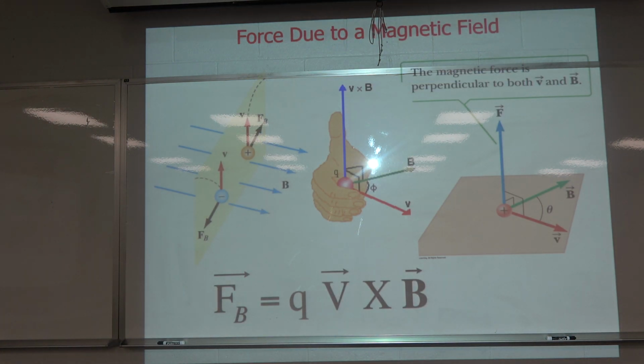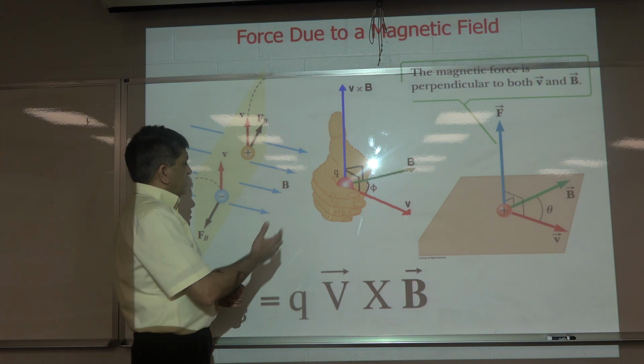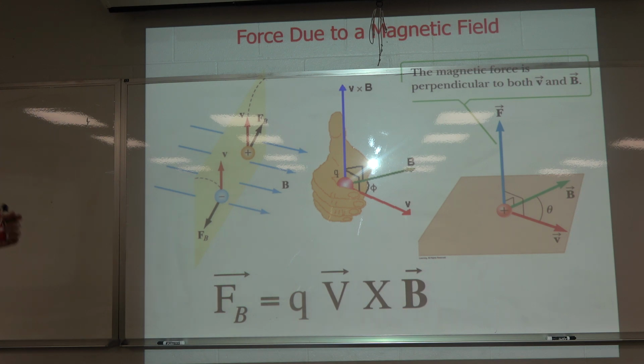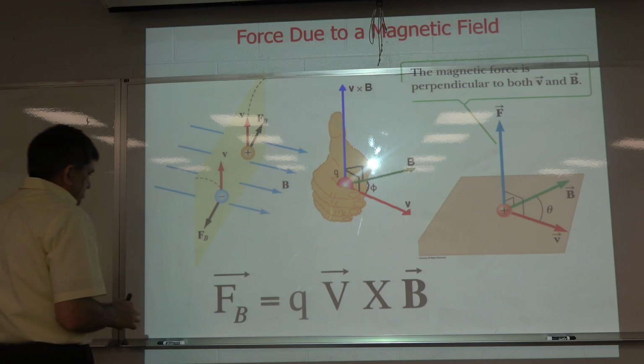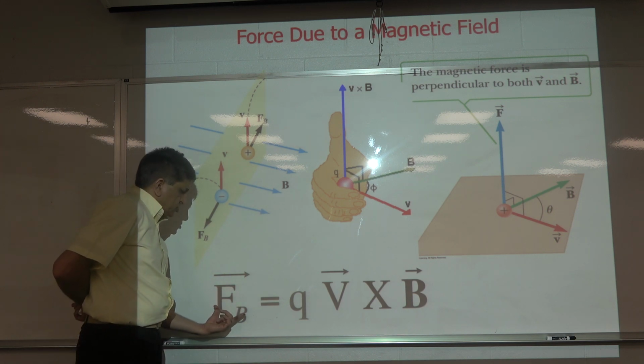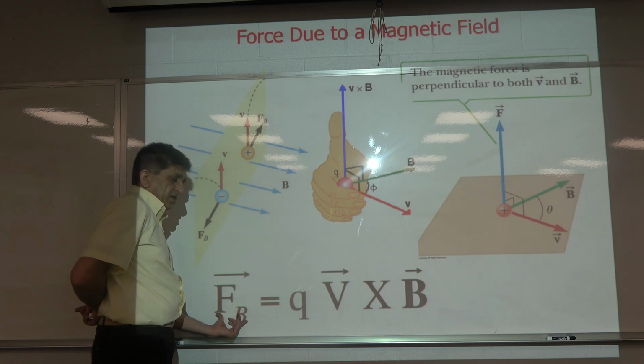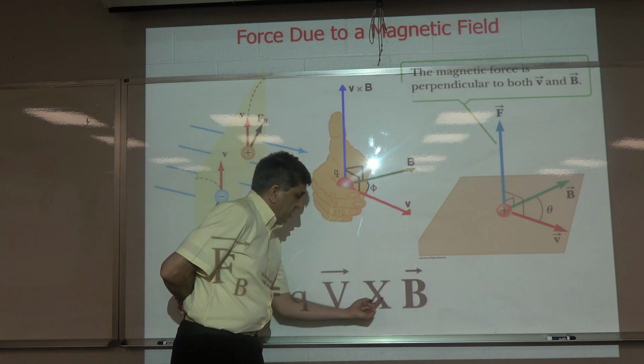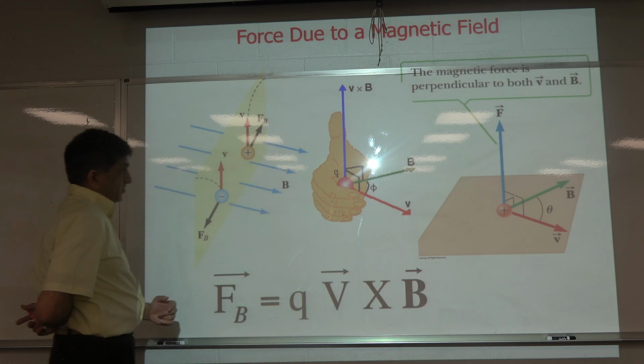So to summarize here, if I have a charged particle moving in an external magnetic field, this charged particle will experience a force which is called the magnetic force, and it depends on the velocity of the particle and the direction of the external magnetic field.